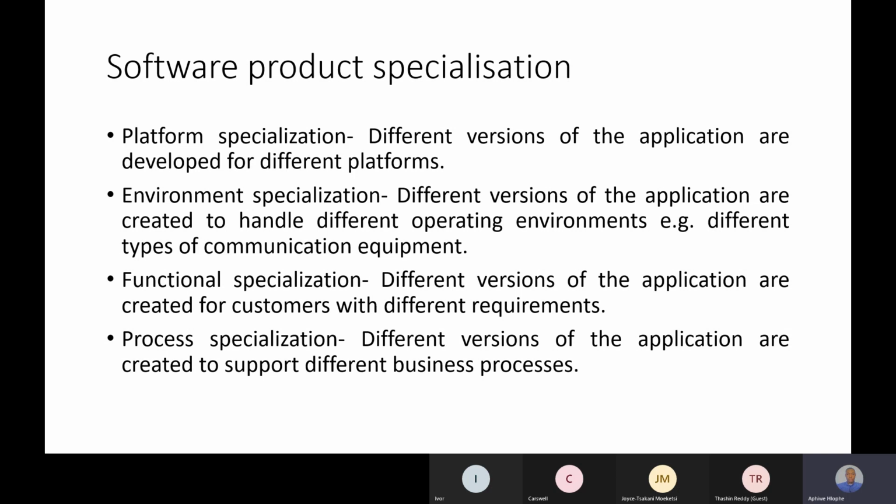Okay, and then you also have functional specialization. So different versions of the application are created for customers with different requirements. And you also have process specialization. Different versions of the application are created to support different business processes. I think these two sort of explain themselves.